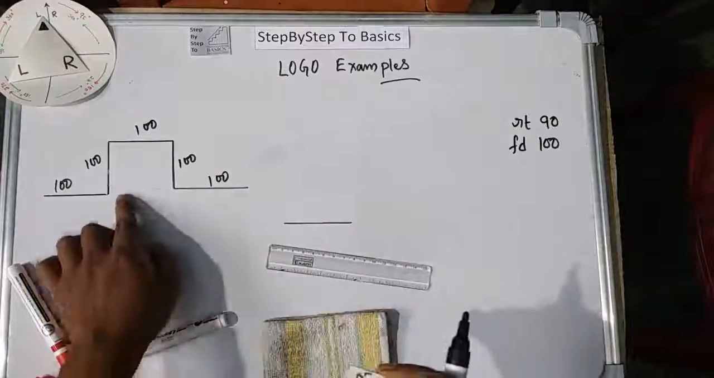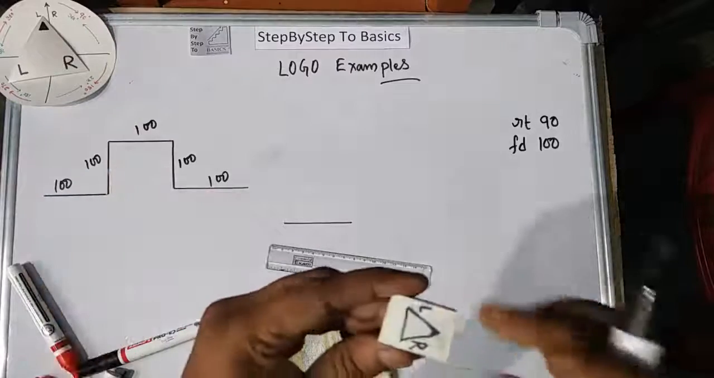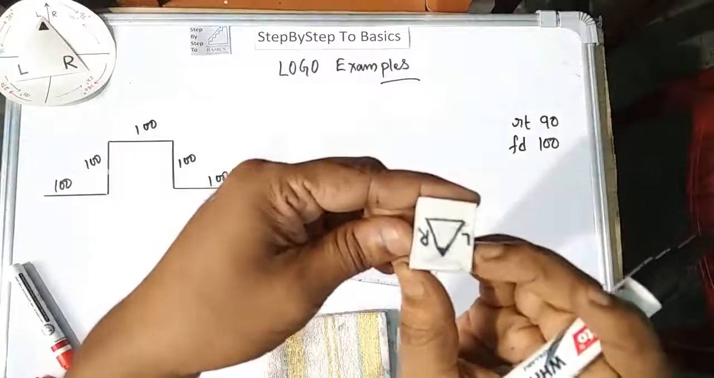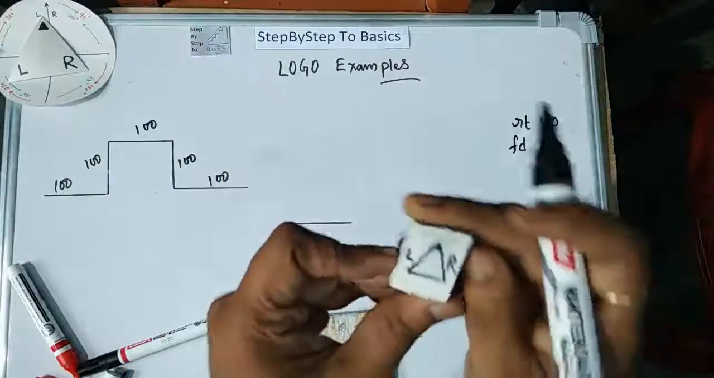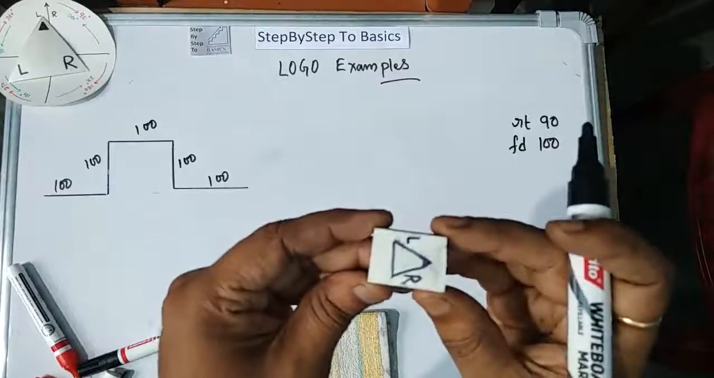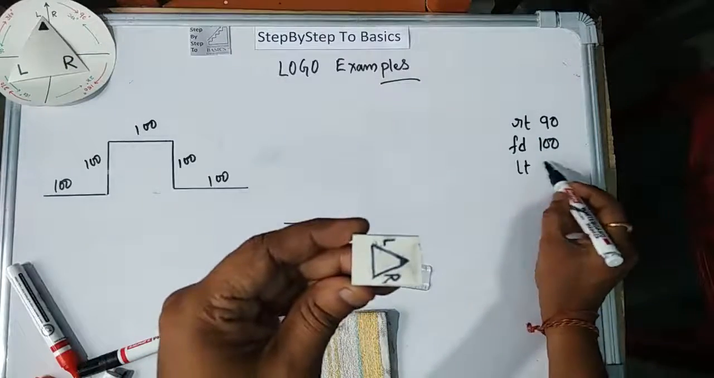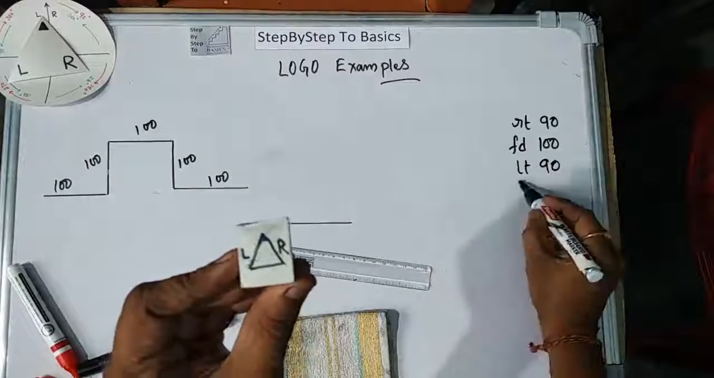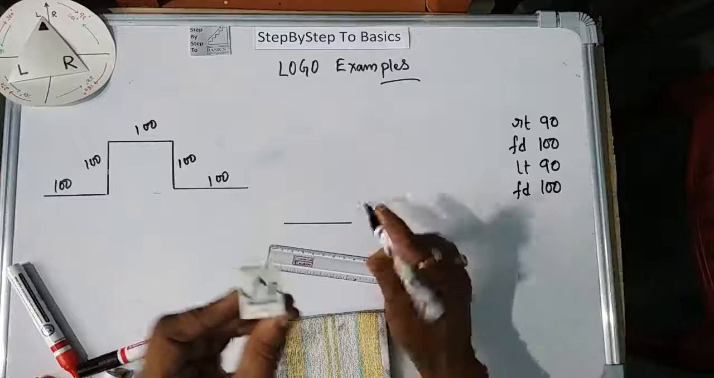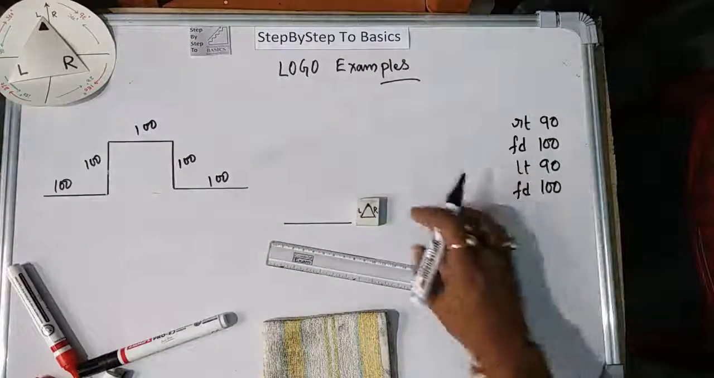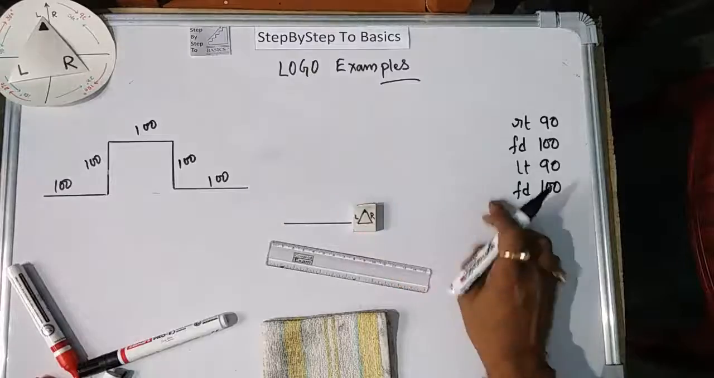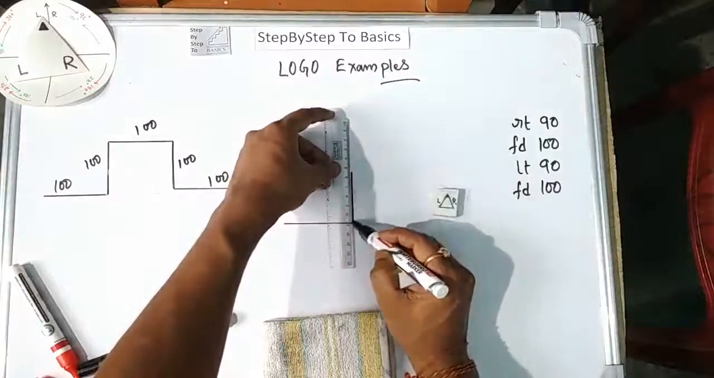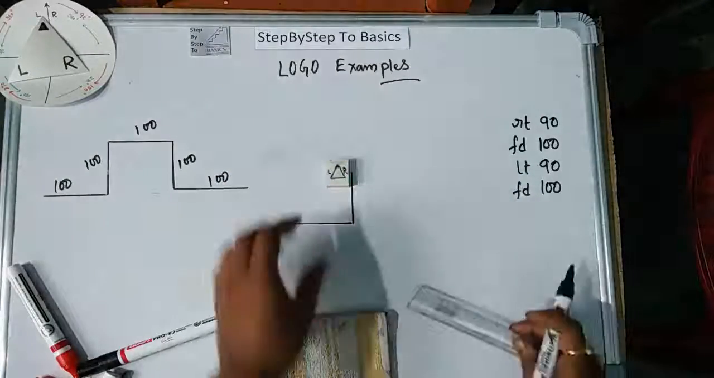Now you can see I need to move this way. So you can see this is L and this is R. So obviously if I turn right, it will be downwards, but if I turn left, it will be upward. So it will be LT. So I am writing LT 90. So it will turn this way, and again if I write FD 100, so it will turn. LT 90 will make the turtle turn this way, and FD 100 will move. So it will be like this way. So now my cursor is turtle is here.